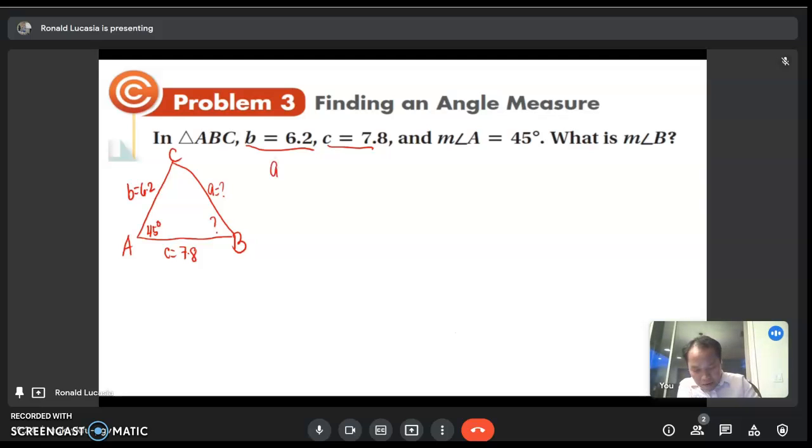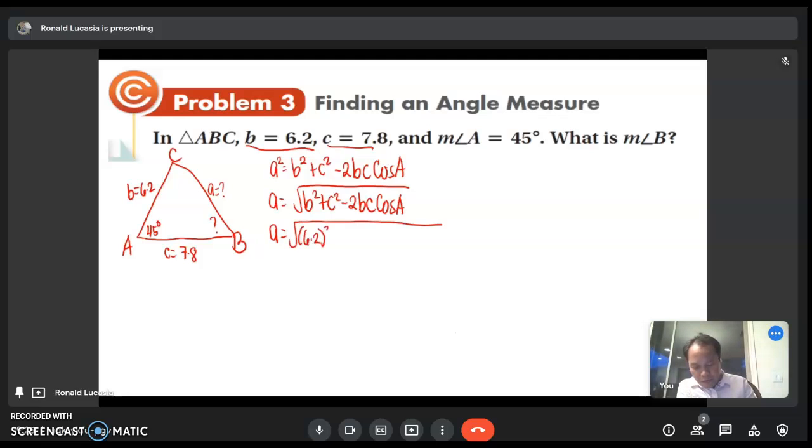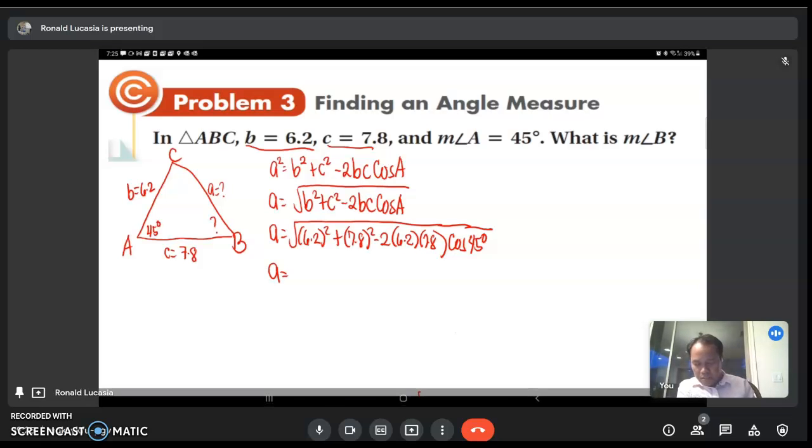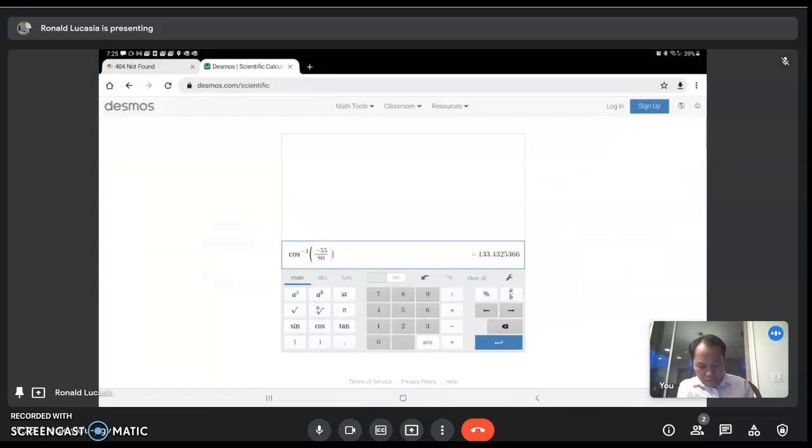And we know that side A squared is equal to B squared plus C squared minus twice BC cosine A. Or that is A equals the square root of B squared plus C squared minus 2BC cosine A. Let us just substitute the given. Our B is 6.2. Our C is 7.8. So that's twice 6.2, 7.8 cosine 45 degrees. So using our Desmos scientific calculator, let us see what's the measure of it.